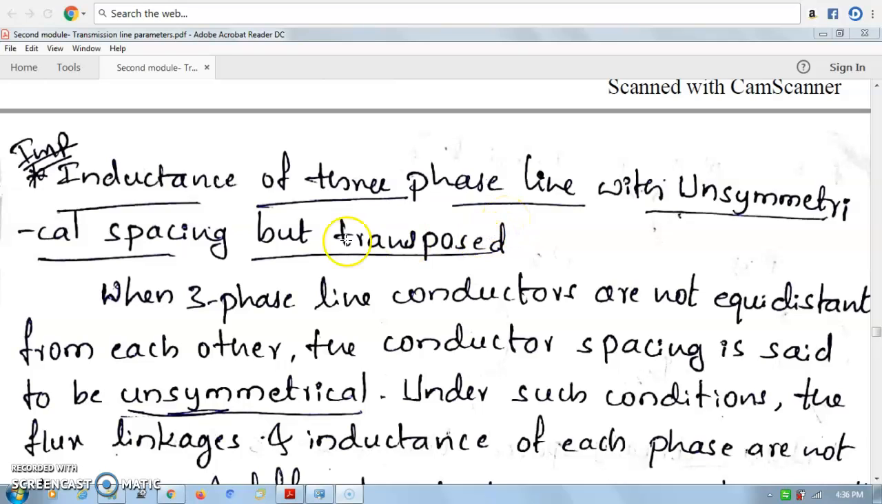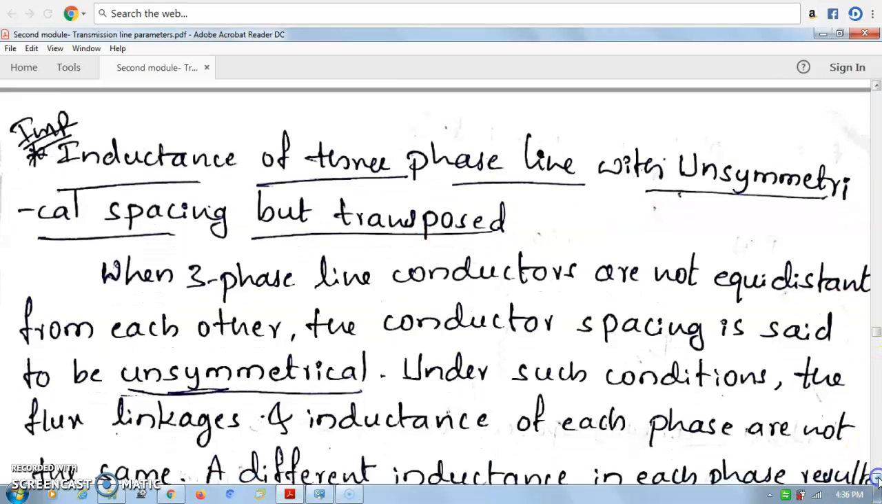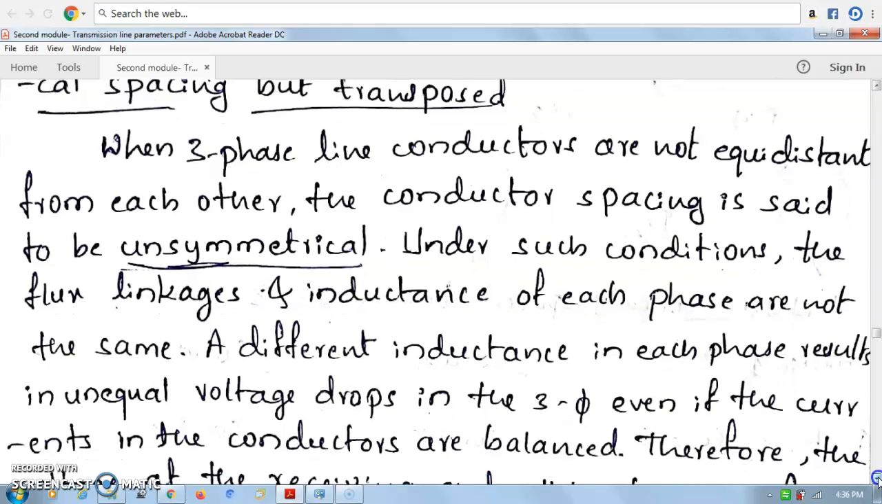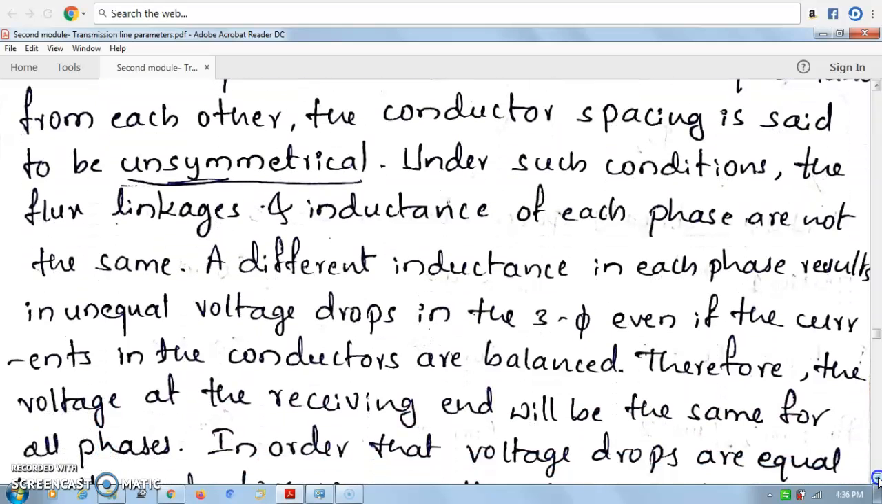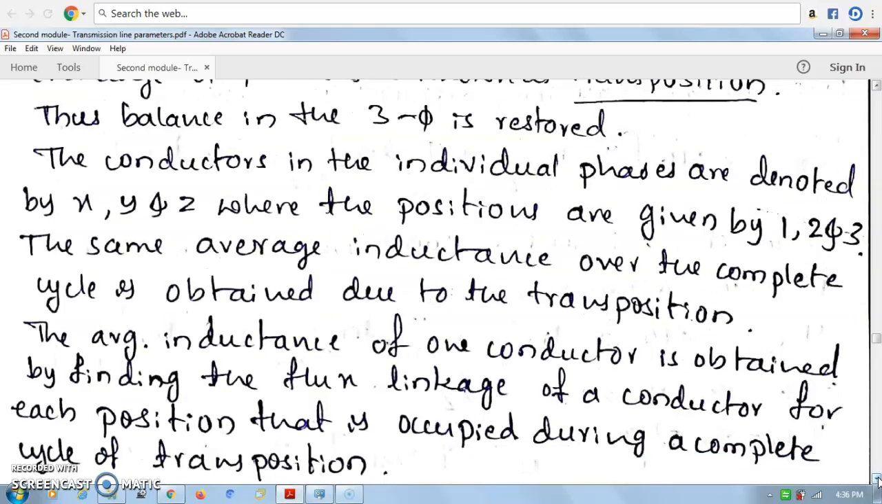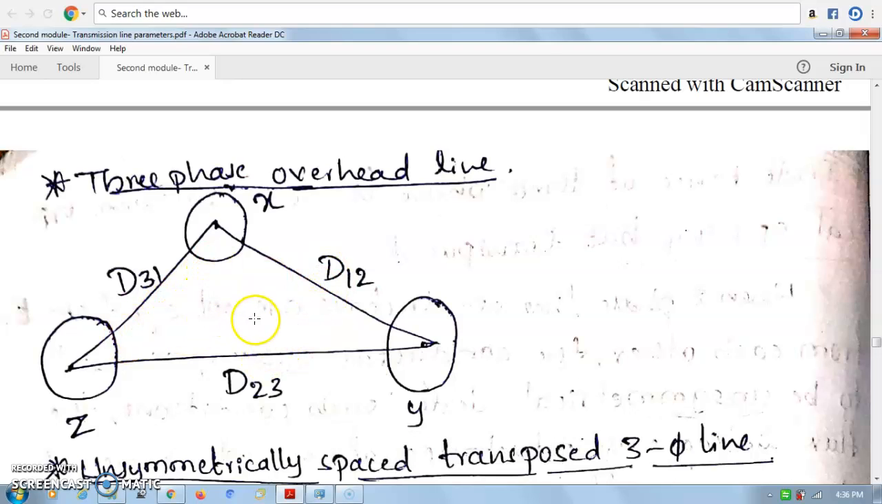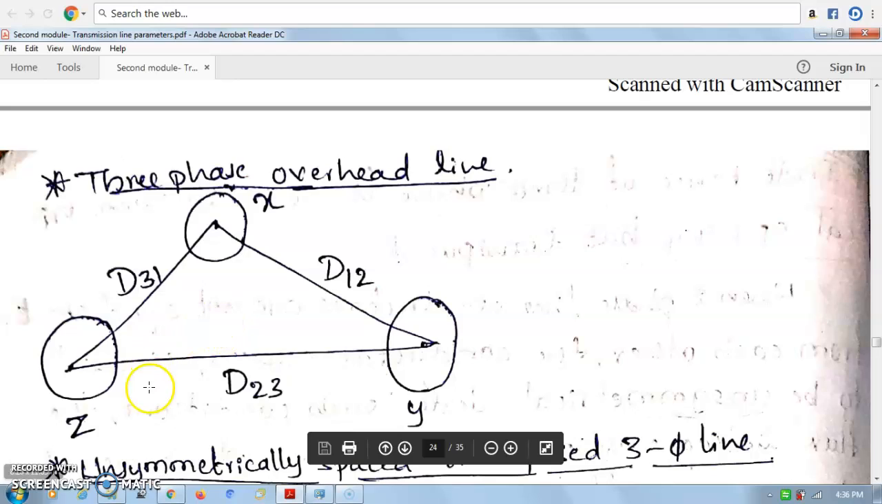See three-phase lines with unequal distance and unsymmetrically spaced here. See the diagram of that. Three-phase overhead line. Here, three-phase line conductors are not equidistant from each other. The conductor spacing is said to be unsymmetrical. Under such conditions, the flux linkage and inductance of each phase are not the same.